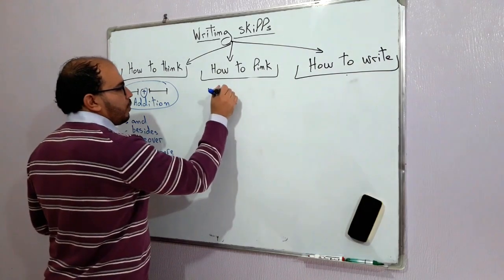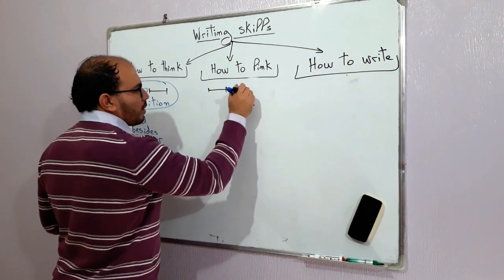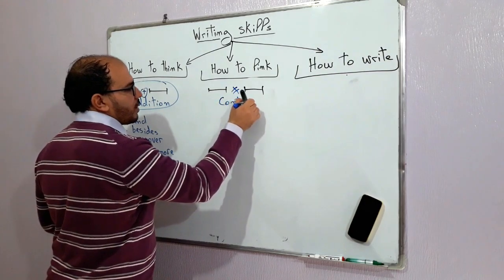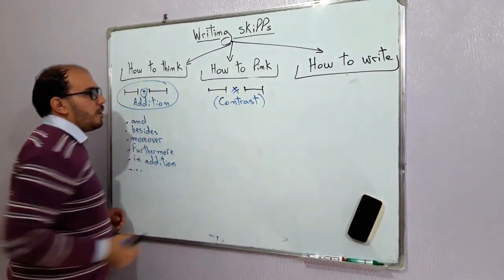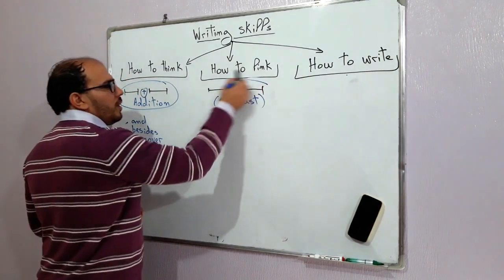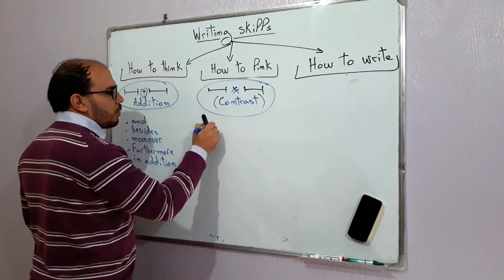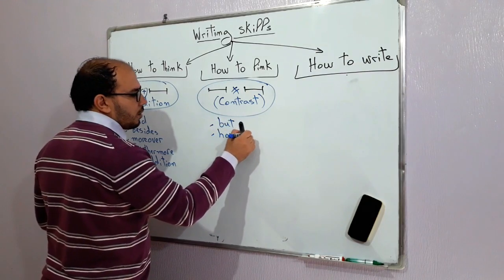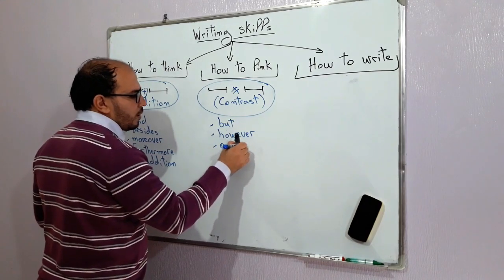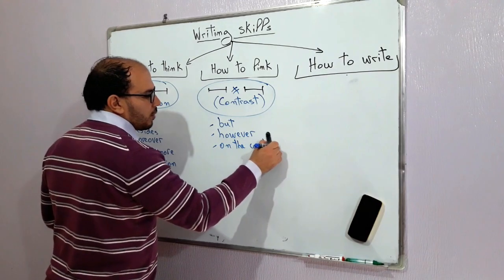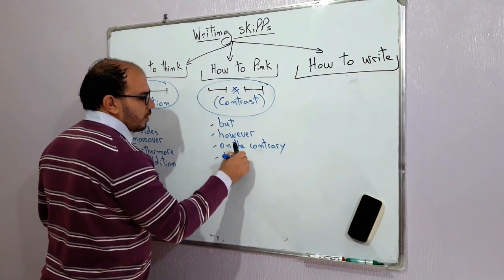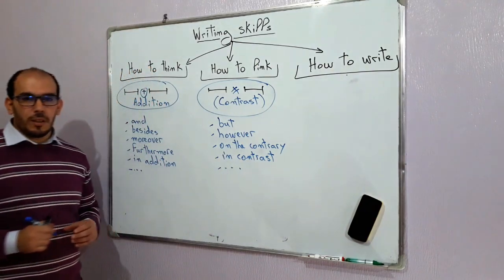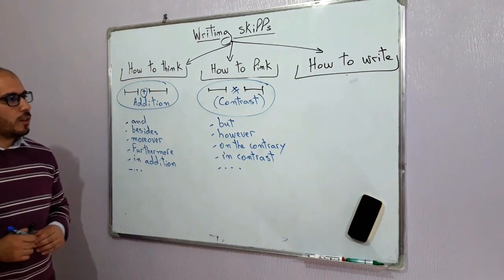Next, if I have, for example, two ideas and there is a kind of contrast between these two ideas, how can I express this contrast? Okay? If I want to express this contrast between these ideas, there are certain linking words that are but, however, on the contrary, in contrast, and of course we have other linking words, but at least I should know these words.